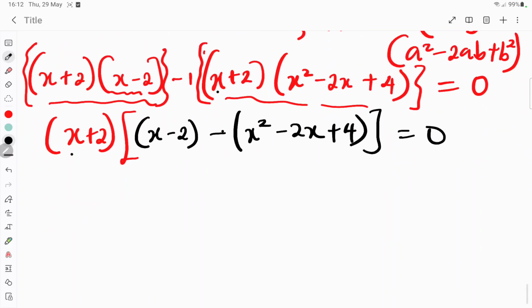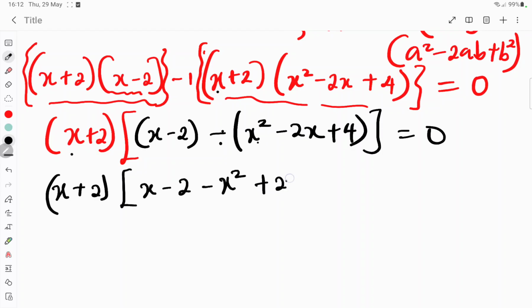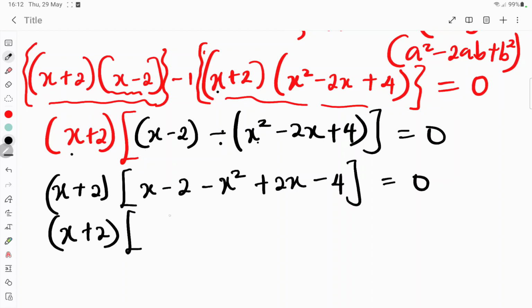On getting this, we are almost at the solution. So we can allow this negative to affect all the terms in the bracket. So we have x plus 2 into x minus 2. Minus times x squared is minus x squared. Minus times minus 2x will be plus 2x. Minus times 4 will be minus 4. And all is equal to 0. Okay, let's start with x squared. We have minus x squared.